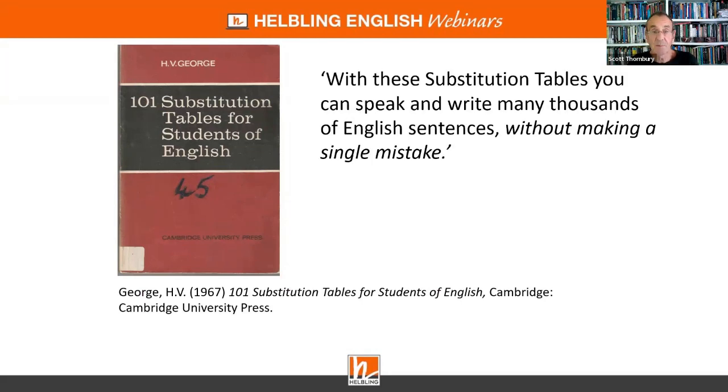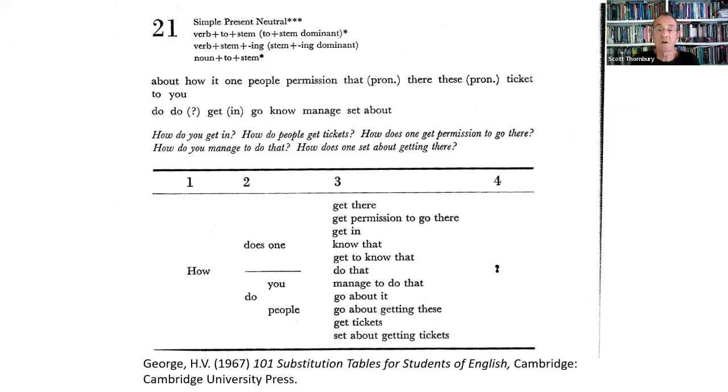But the argument behind the book is, with these substitution tables, you can speak and write many thousands of English sentences without making a single mistake. Now you can see the temptation. This is interesting. So we can generate lots of examples. We can get the students to be creative without making a single mistake. How is this possible? Because all the words are there in the right order. This is a substitution table.